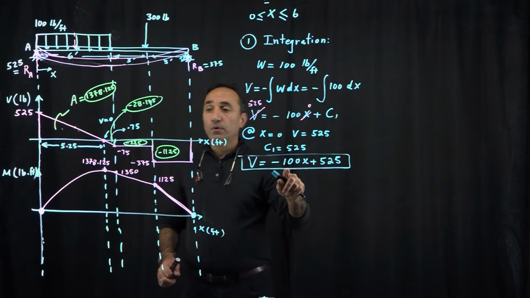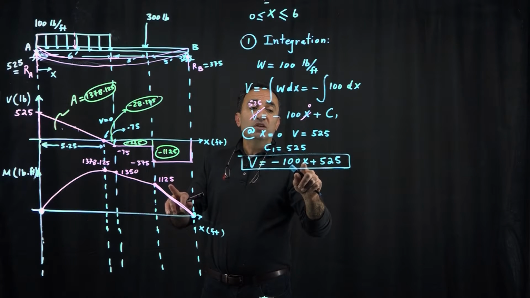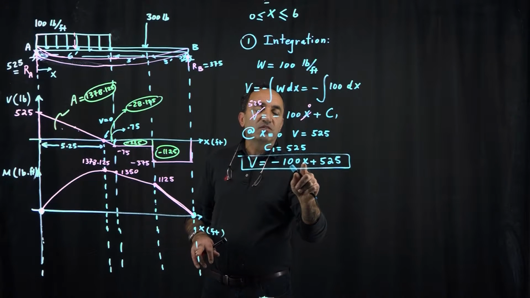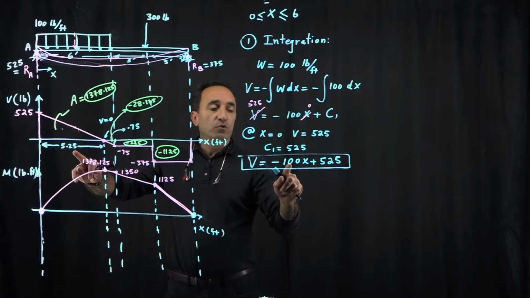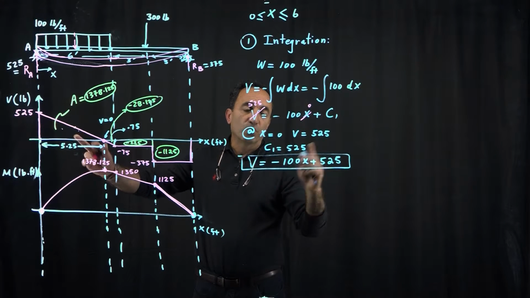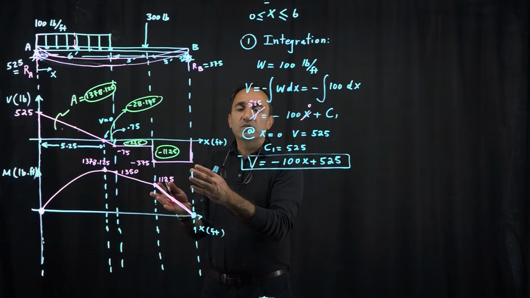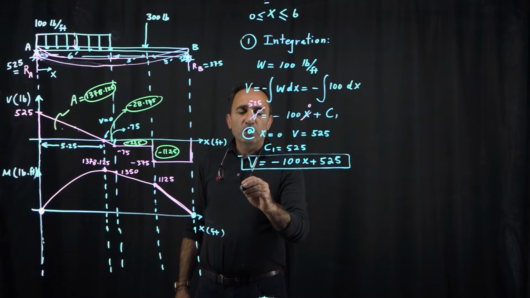And now, if you wanted to know when shear is 0, just set shear equals 0 and solve for x. So you see x becomes 525 over 100, which is the 5.25 that I found earlier for you. So if you have the equation, you can set the shear equals 0. All right, what about moment?